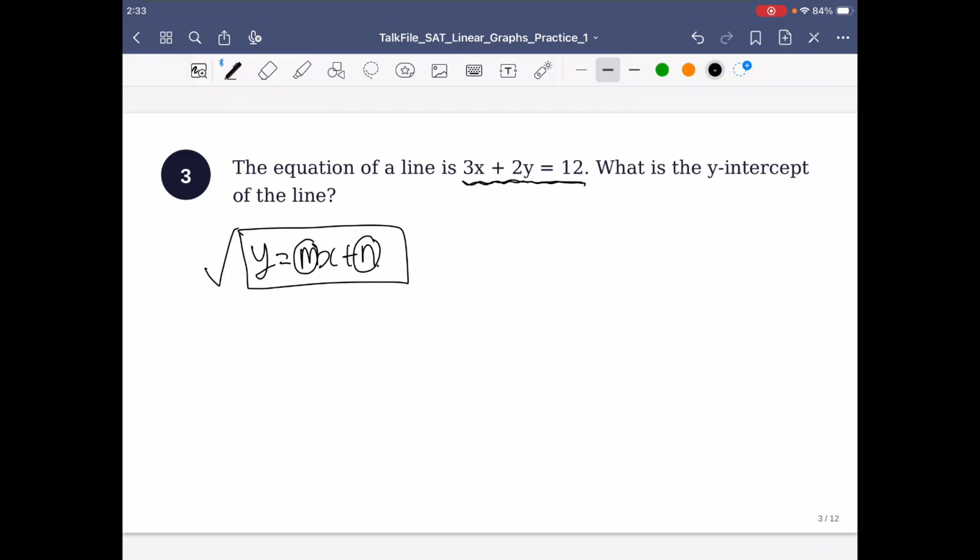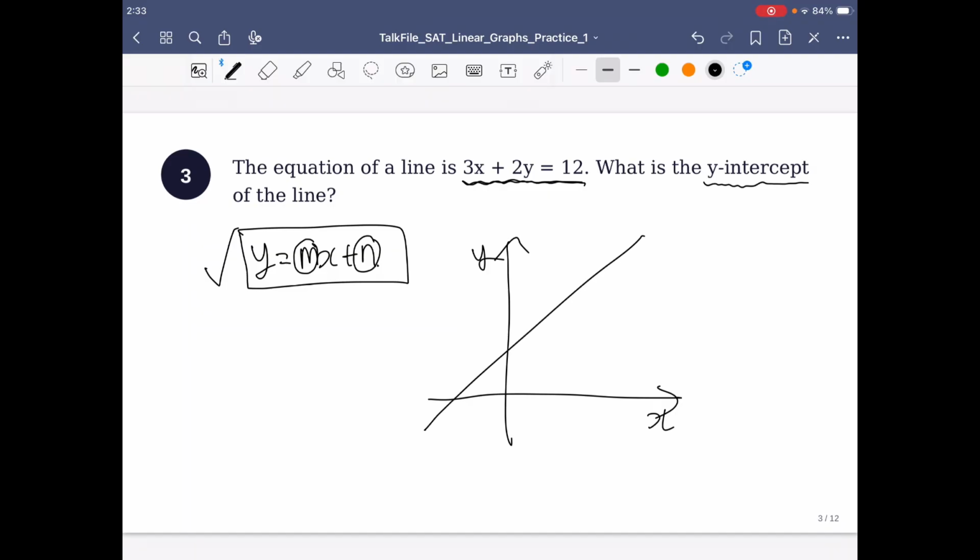This question is about the y-intercept. I already mentioned the definition of y-intercept in the last video, but actually, the y-intercept is the point where a line crosses the y-axis. I will give you one example. Let's draw a Cartesian plane with x and y. Let's sketch a line graph like this, and this point is called the y-intercept.